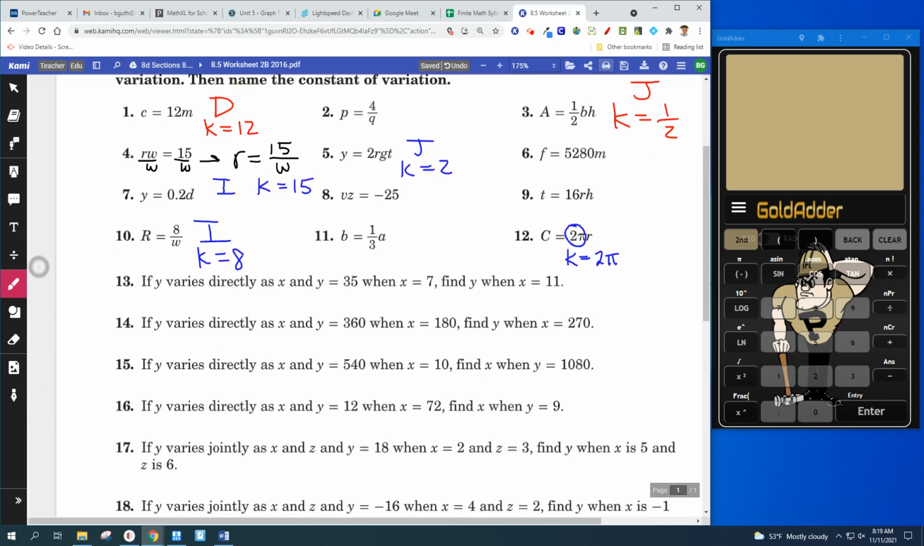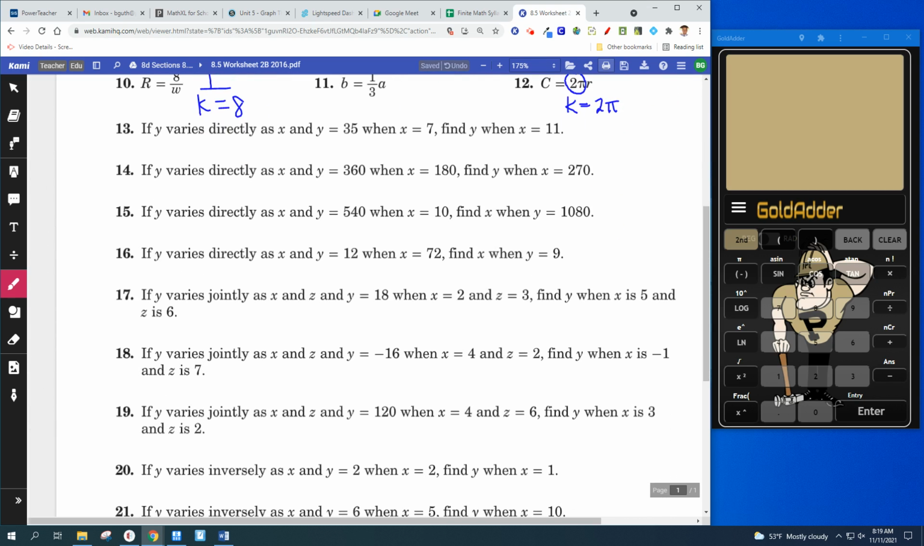So we look at number 13 and see how it says direct right in the problem. So step 1, we want to write the formula for direct. Now pay attention to the letters, because sometimes they could give you different letters, but the direct variation formula is y equals kx. So that's step 1, just write the formula. This is direct, so we write y equals kx.